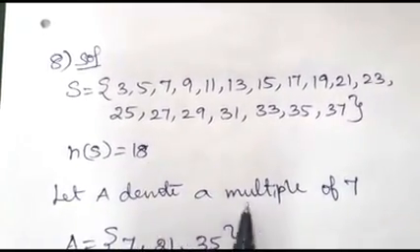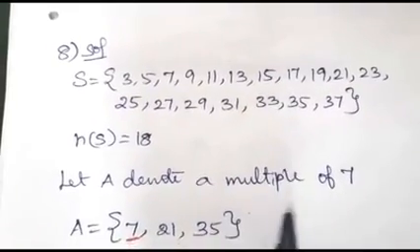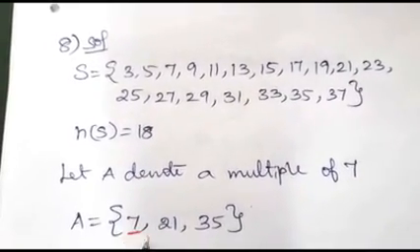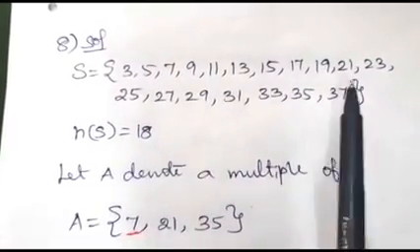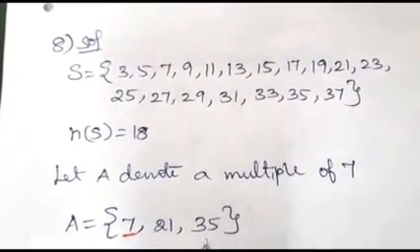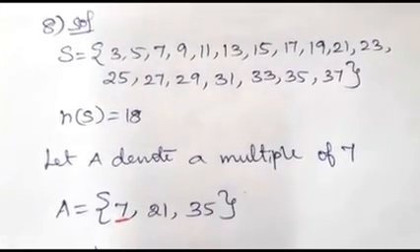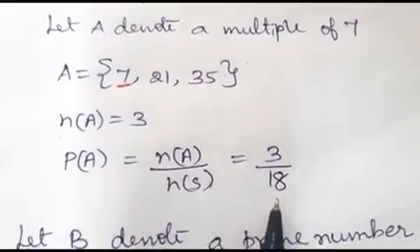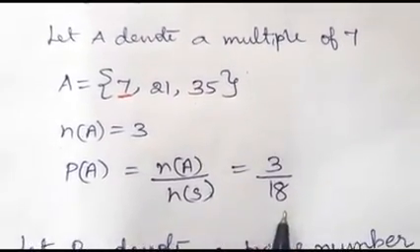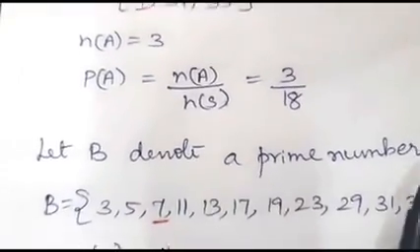Let A denote a multiple of 7. Multiples of 7 are 7, 21, 35, because here there is 7, 21 and 35. So, N of A is 3. P of A is equal to N of A by N of S, that is 3 by N of S, which is 18, so 3 by 18. Let B denote a prime number.